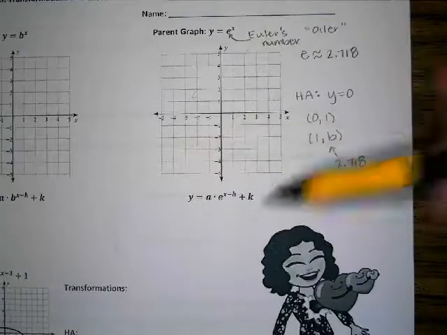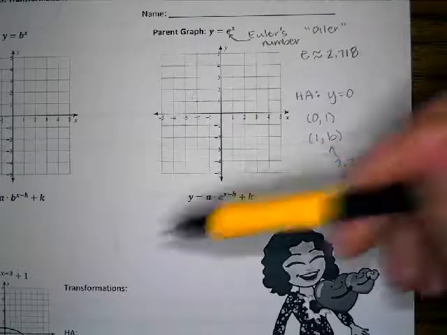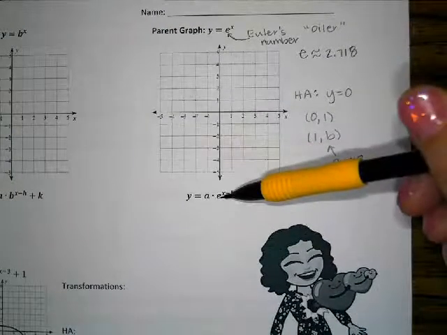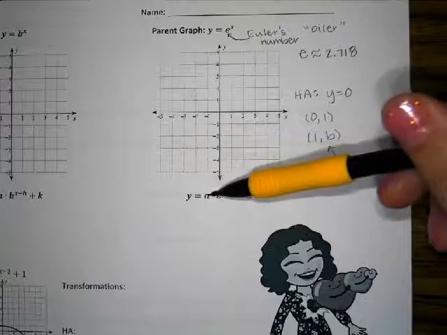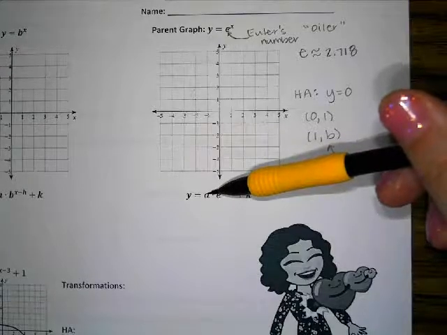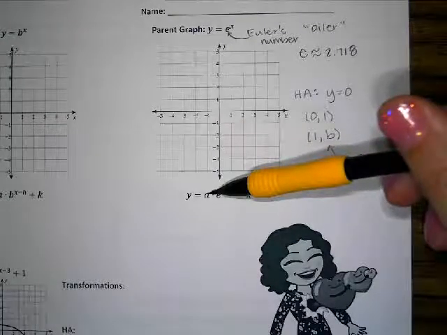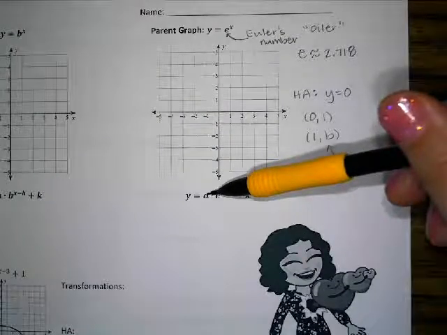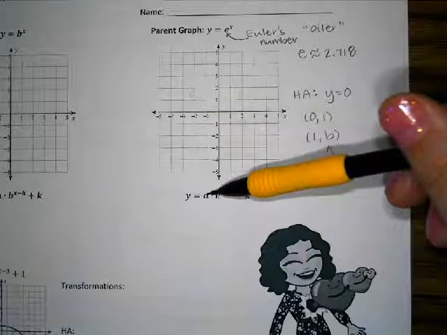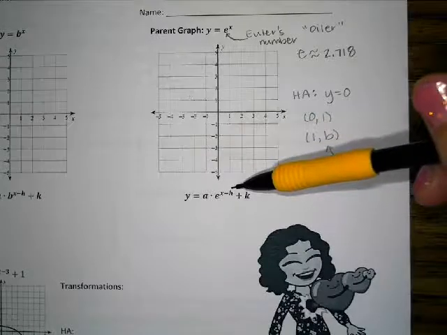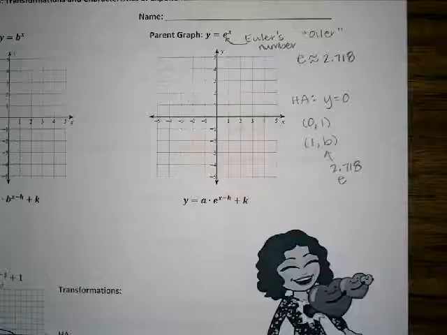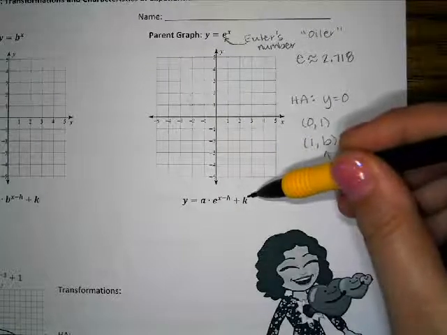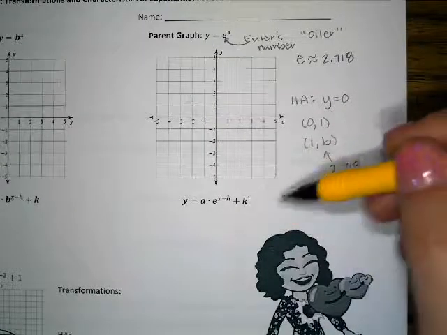So the transformations work the same as the other parent function, so I'm not going to make you write it twice. We know that the base is the growth rate. We know that if a is negative, it reflects it over the x-axis. If a is bigger than 1, it stretches it vertically. If a is less than 1, it compresses it vertically. The exponent is like the inside of the function, so that's left and right, but it's the opposite of the signs. And the number on the end is up and down. We've written it a lot of times.